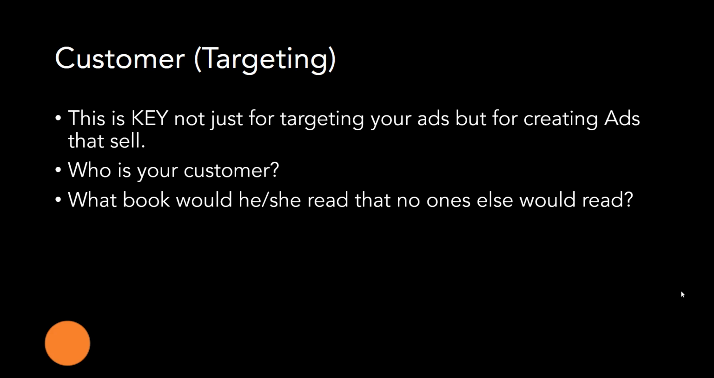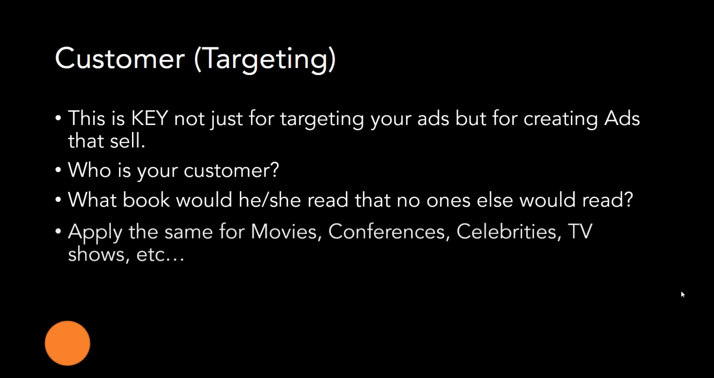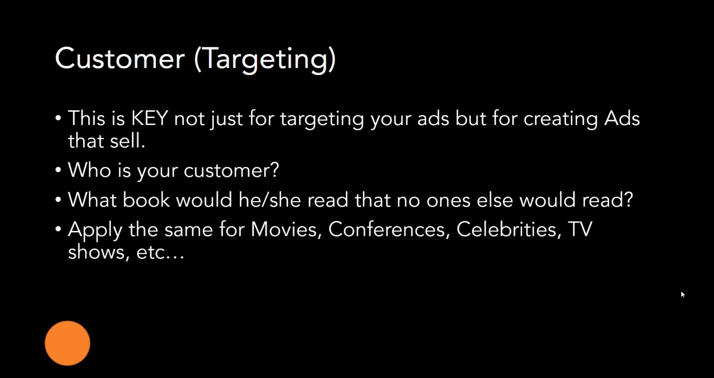So what kind of books would that person read? You apply the same technique for movies, for conferences, for celebrities, for TV shows, and for almost any other thing you can think about. People who have different schools of thought pretty much like similar things, and that's in fact how the Facebook algorithm is able to find your customers when you use the conversion objective. They look for the similarities between everyone who took your offer, and they try to look for people who have that same similarity, and they want to show your ads to them.